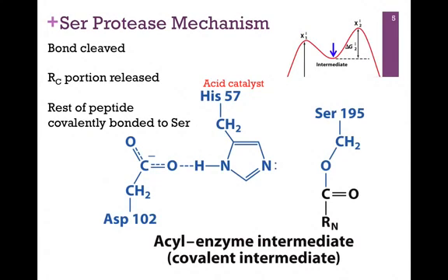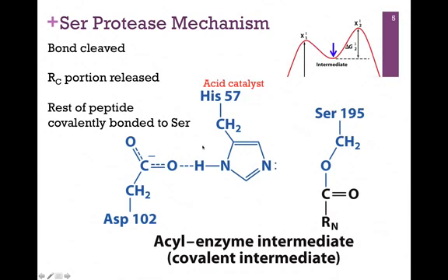So here's the resolved structure. We've actually accomplished our goal of breaking the bond, and we've released the C-terminal portion of our peptide. But now we have the rest of our peptide covalently attached to our serine residue. So if we look at our reaction diagram, this is the valley between our two hills. We form that covalent bond. So we've accomplished our goal of breaking the peptide bond.